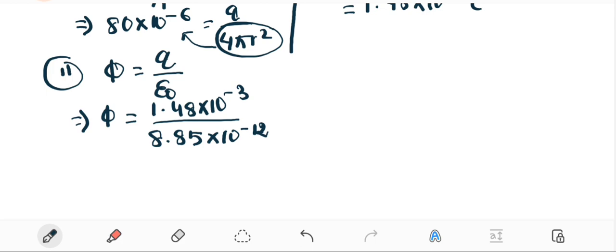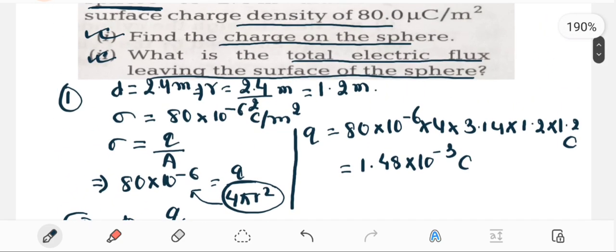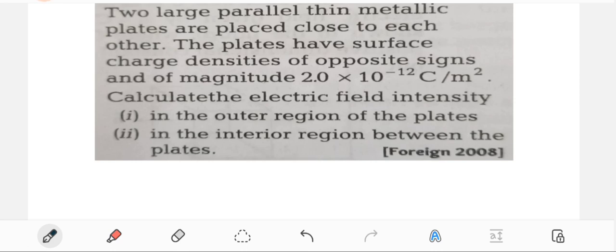Now the unit of the flux is Newton meter square per coulomb. So after calculation, we get it equal to 1.63 into 10 to the power 8 Newton meter square per coulomb. So this is how we solve these kinds of questions. Now let's move to the next question. The next question is again on the screen, students.